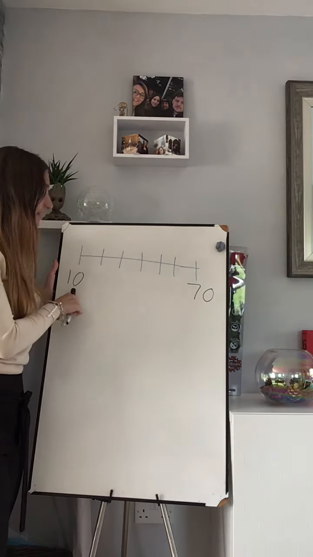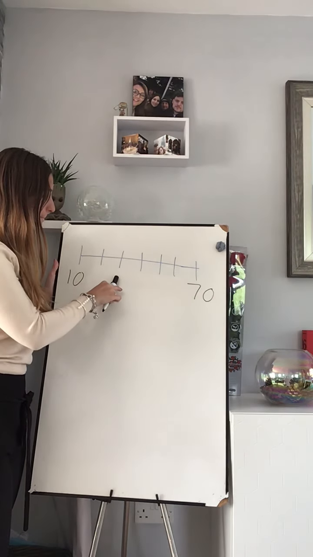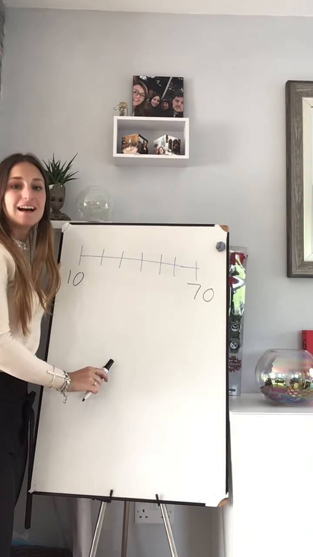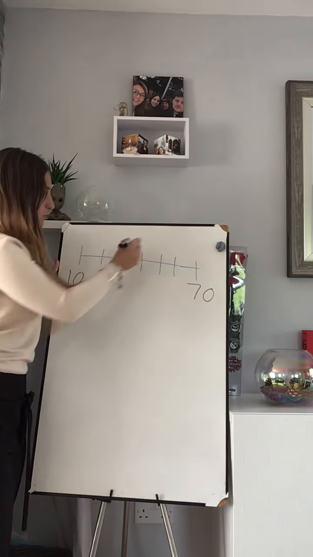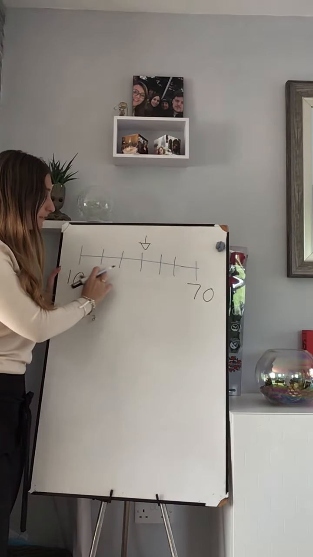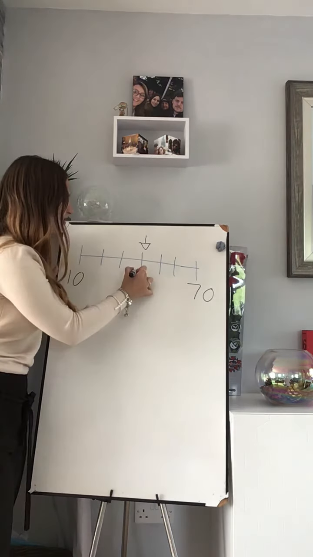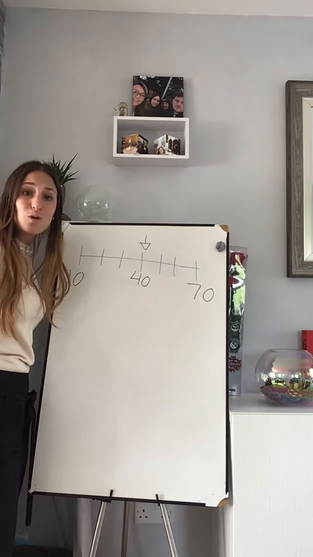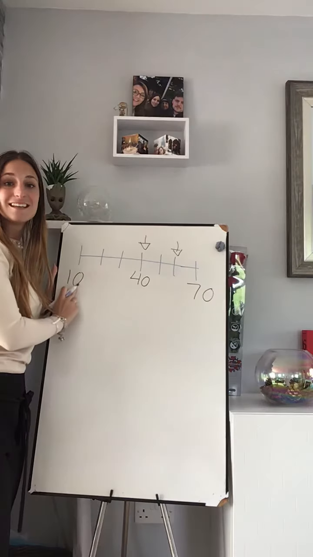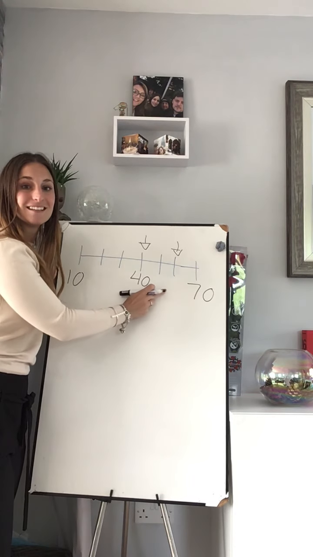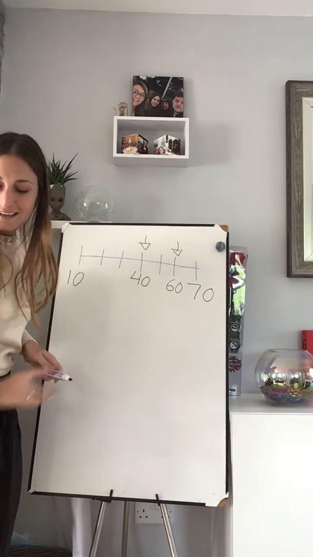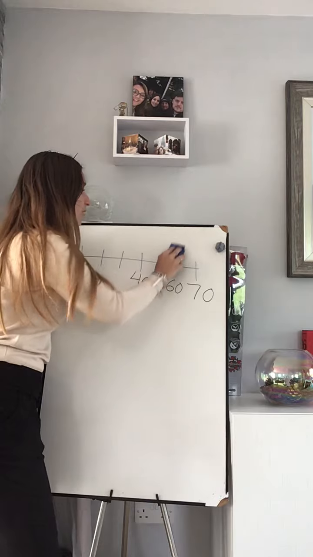Okay, let's see. 10. I am counting in tens. So what number will be there if I'm counting in tens? 10. That's right. You are really good. 40. Well done. What number will be there if I'm counting in tens? Yes. 60. Well done. Okay. And my last one, and I send you to do your work.